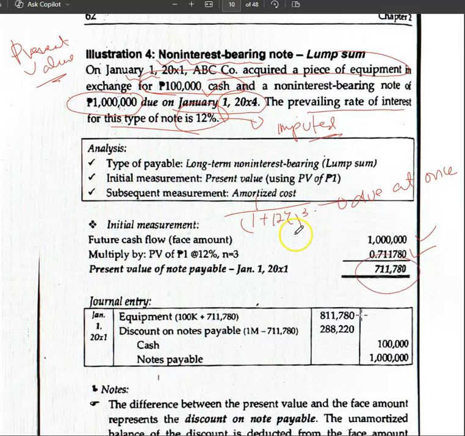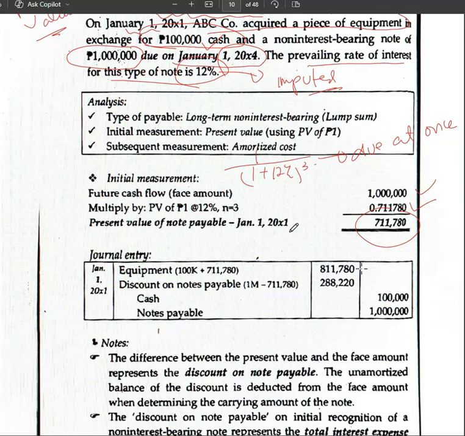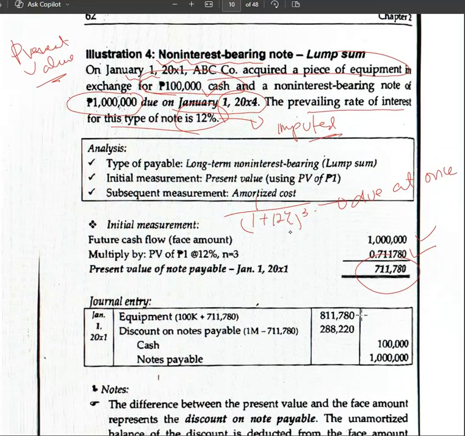the 711,780 pesos. Okay. Now that we have our present value, getting the difference between the 1 million and the present value 711,780, that will give us our 288,220. Yun na yung ano natin, discount on notes payable. Okay, very important yan. The notes payable account should always be stated at face value, regardless if the present value is different. You just need the contra liability account, discount on notes payable, in order to get into that present value.